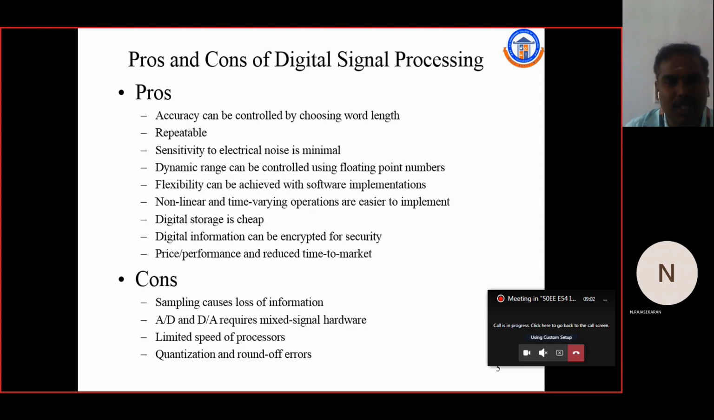digital signal processing. Then the disadvantages: sampling causes loss of information. Either we take a sample value out of 10 or 50 numbers, so there is a possibility of loss of data. A to D and D to A conversion require mixed signal hardware. Limited speed of the processor, quantization and round-off errors will be there in the disadvantages of digital signal processing.